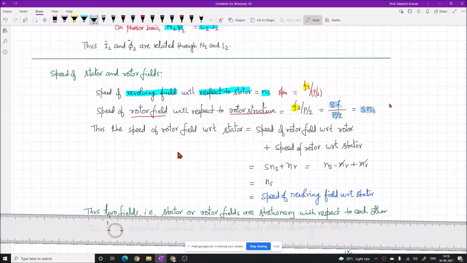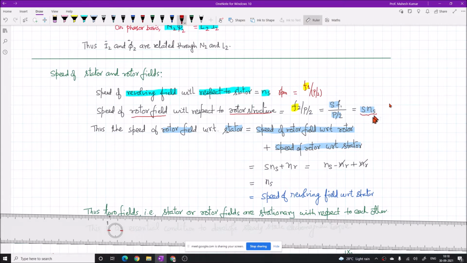So what is the speed of the rotor field with respect to the stator? It will be the speed of the rotor field with respect to the rotor, plus the speed of the rotor with respect to the stator. So this is s into ns, which we just found from here.